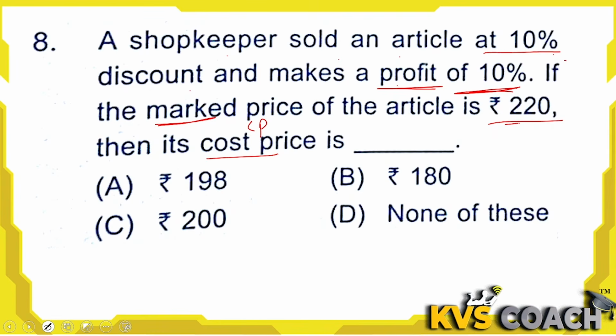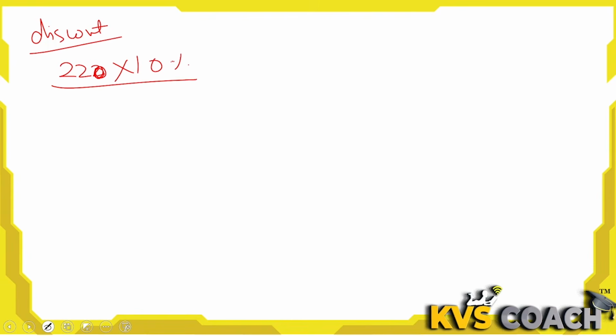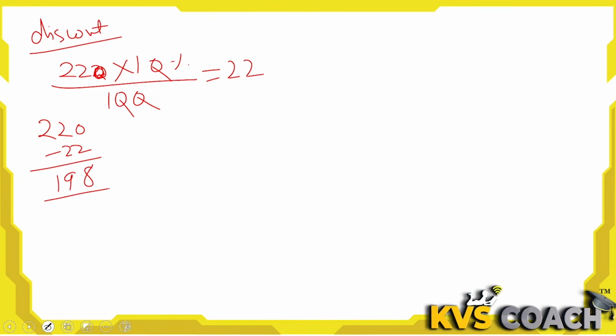Okay, let's check. First we have to find out the discount. How much discount has he given? That is 10% discount on 220. Then we have to change it into simple form. 0 to 0 cut, 0 to 0 cut. It means he has given 22 rupees discount. So now the price was 220 minus 22, that is 198 rupees, the price at which he sold the watch. He sold the watch at 198 rupees.